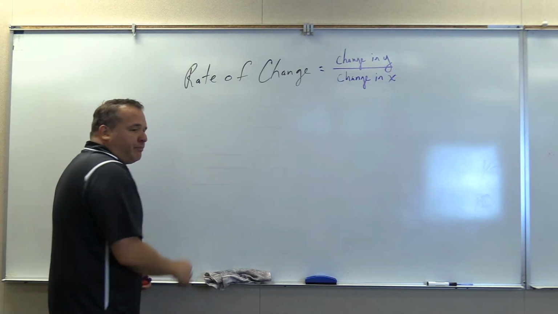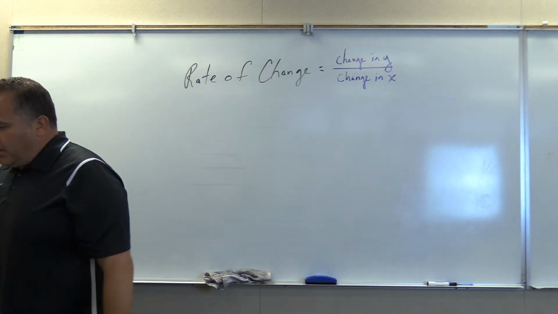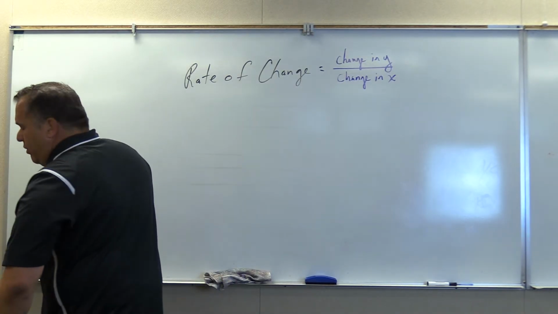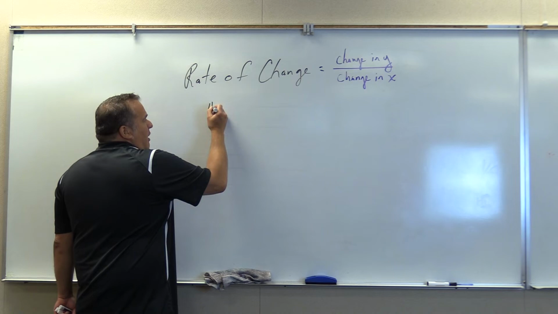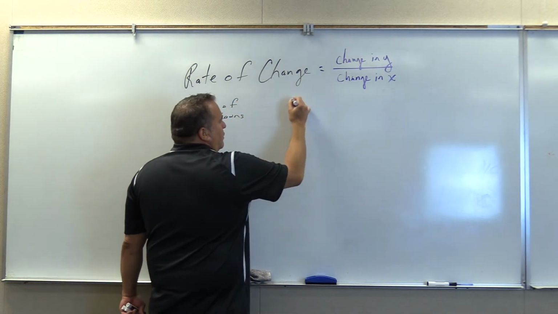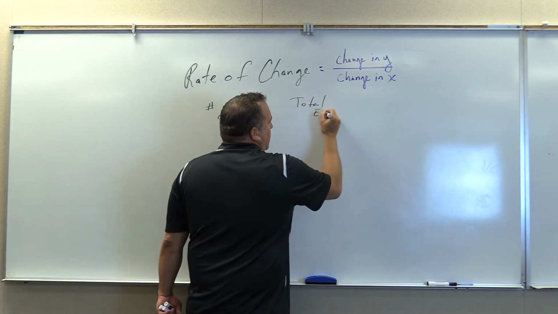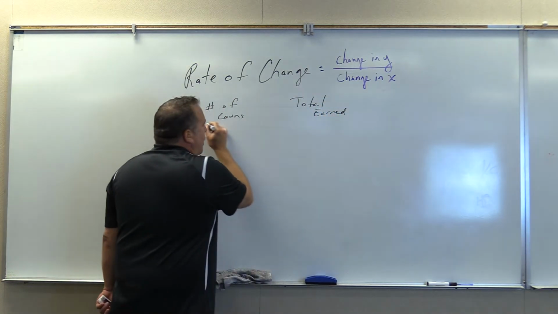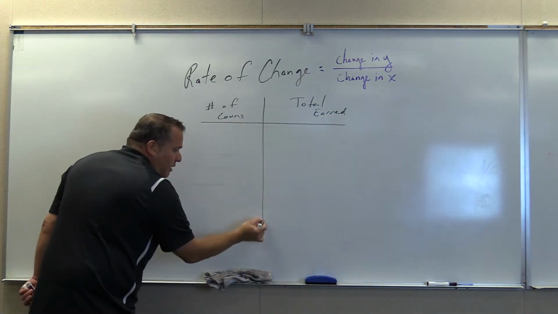So here we're talking about number of lawns and the total earned. Okay? So we're talking about number of lawns, and then we're talking about total earned. Now sometimes you may see your chart written like this. Not all fancy.